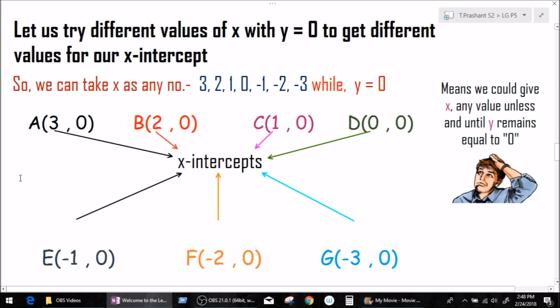So a quick question to everybody watching this video. What do we see here on the screen? We see 7 different coordinates on a graph which represent a value of x-intercept. Why does every coordinate on the screen represent a value of x-intercept? The simple answer is because at every coordinate y equals 0 with a different value of x, which means all these 7 coordinates are actually 7 different points on the graph which will represent a value of x-intercept.